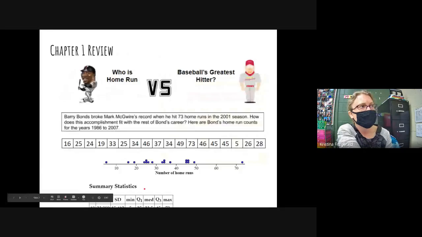Then what we looked at today is who's the best home run person, who's the greatest of all time in terms of baseball. We looked at Barry Bonds because he broke Mark McGwire's record with 73 home runs in a season in 2001. So we want to start investigating who's better. We looked at this data, Barry Bonds' distribution of number of home runs across these seasons. And we noticed 73 is kind of disconnected. That's crazy. It's a little bit varied. It's roughly symmetric, though we do have some extreme values in there.